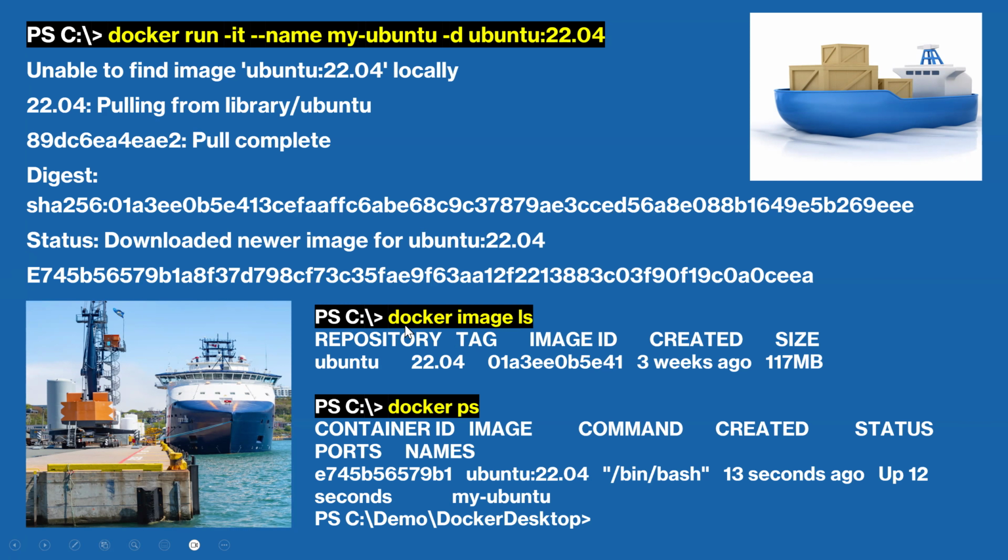So now I say docker image ls, and then you can see when you do docker image ls, now this Ubuntu image is just downloaded on this version of 22.04 because I did a docker run interactively.